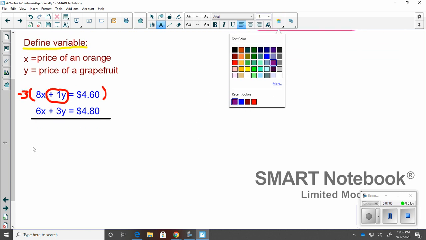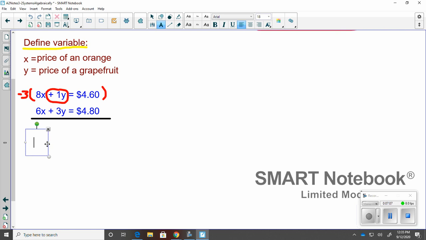Okay, so for the first equation, if I'm distributing the negative 3, 3 times 8 is negative 24x. Negative 3 times 1y is negative 3y. And then we're going to multiply $4.60 times negative 3 to get negative $13.80.